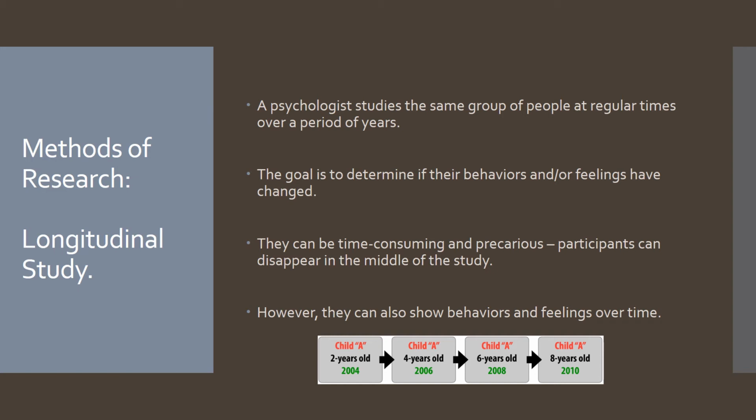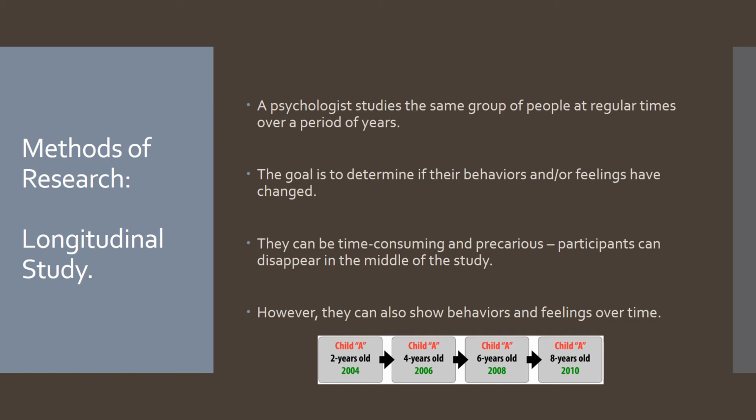Okay, so a longitudinal study. A psychologist studies the same group of people at regular times over a period of years. The goal of this is to determine if their behavior or feelings have changed. Now, this can be time-consuming and precarious, meaning that participants can move or exit the study, say they don't want to be a part of it anymore. So this can be frustrating sometimes for psychologists. But it can also show behaviors and feelings over time.